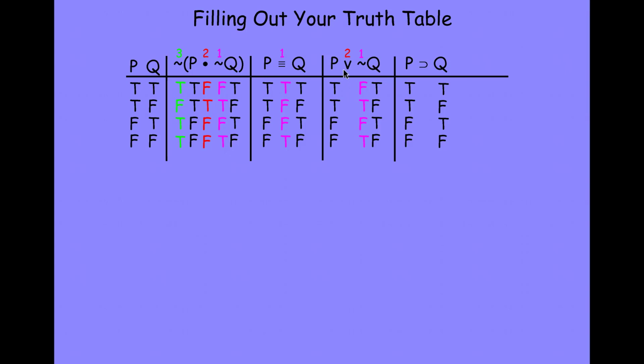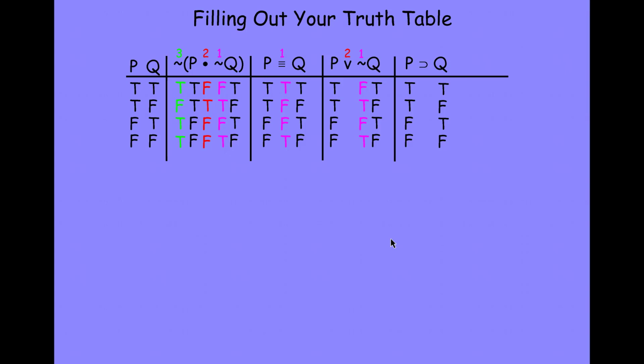Our binary connective connects P and tilde Q. So we're going to look under that tilde, and we're going to look under the P. We want to use our rule here for the wedge, or the disjunction. So again, you might want to stop the video, see if you can remember the rule for the wedge, fill out the truth table under that connective, and then start the video and compare what you did to what I do.